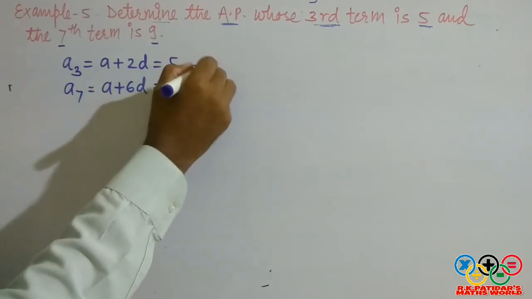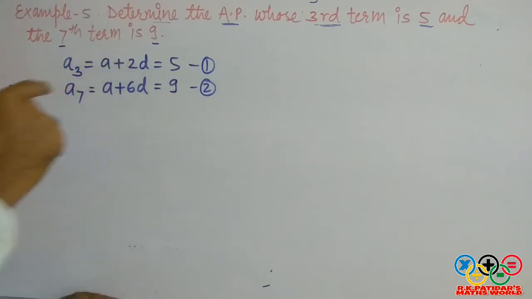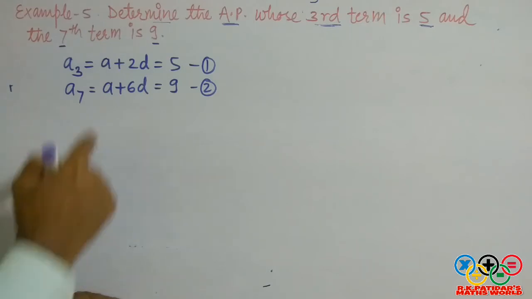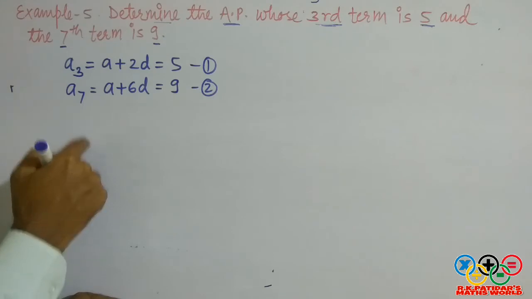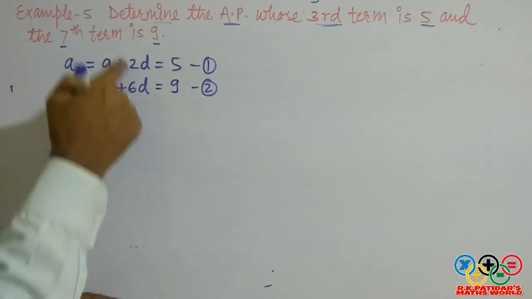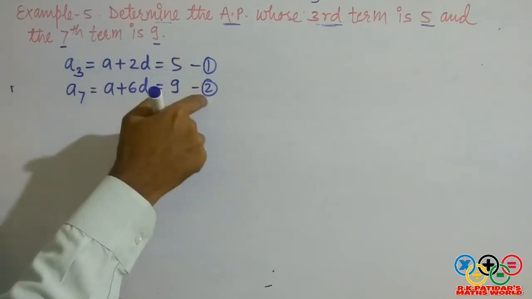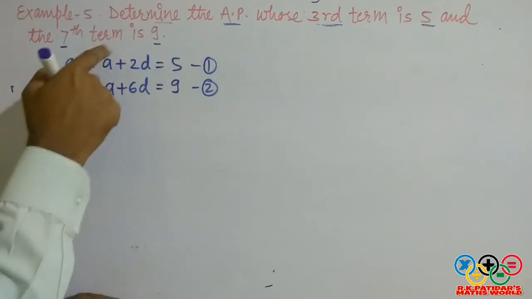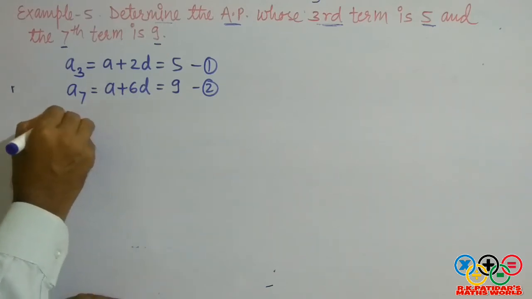So what we get? We get the two linear equations in two variables, A and D. ये दोनों जो equations हैं, ये लीनियर इक्वेशंस हैं 2 वेरिएबल्स में, ठीक है, जिसमें ए और डी वेरिएबल्स हैं. एलिमिनेशन मेथड से हम इसको सॉल्व कर सकते हैं. अगर मैं इस फर्स्ट को सेकंड में से माइनस कर दूं तो ए एलिमिनेट हो जाएगा और डी बच जाएगा.